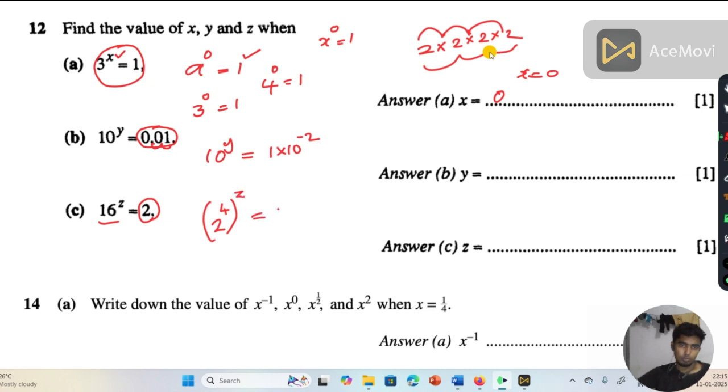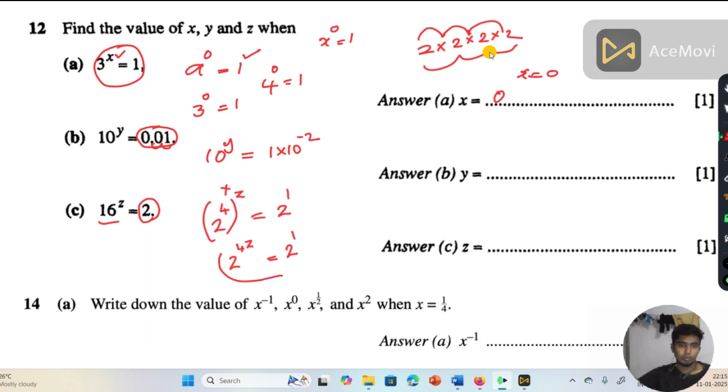is equal to 2. We can just write 2 raised to 1 over here. So instead of 16 we can write 2 raised to 4, because the value of 2 raised to 4 is 16, and there is one z here. Now what is this one? It's just a rule, the power of power. In this kind of thing we need to multiply, like 2 raised to 4 times z, it's 4z, equal to 2 raised to 1.